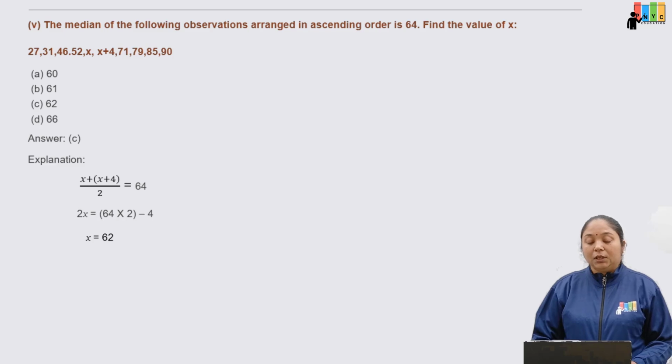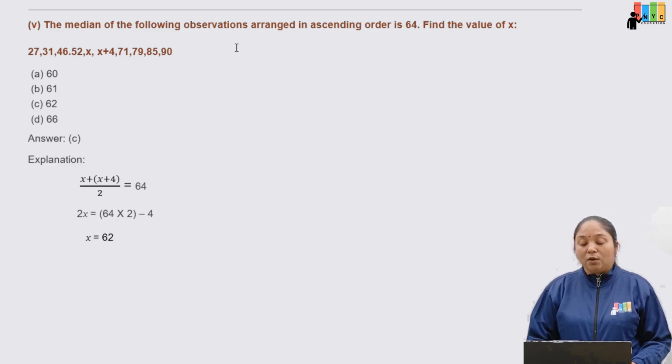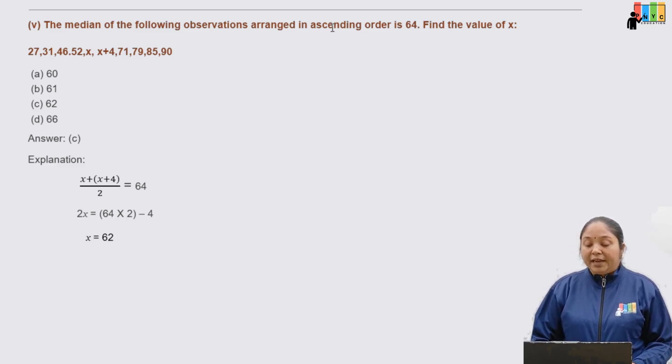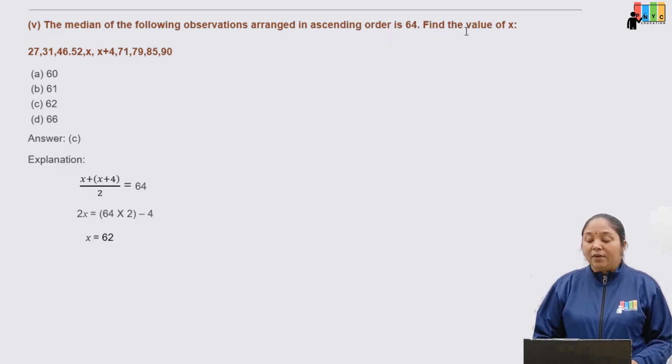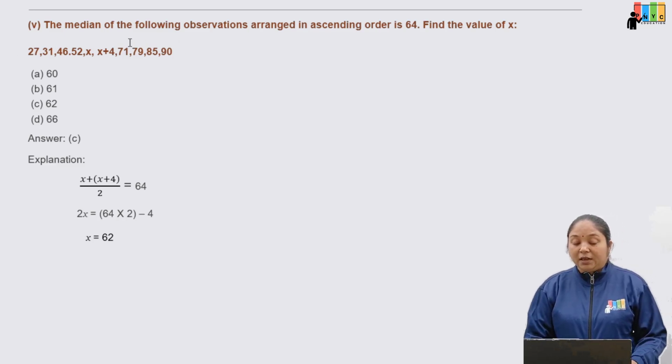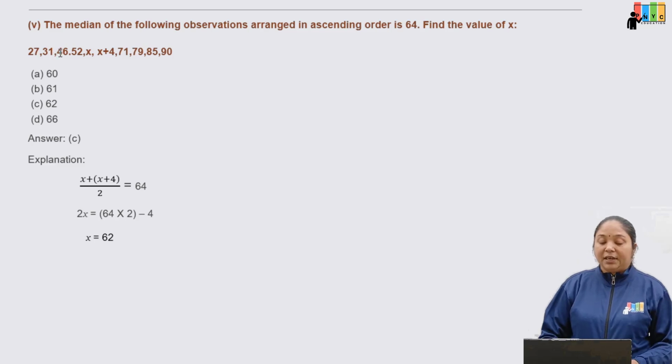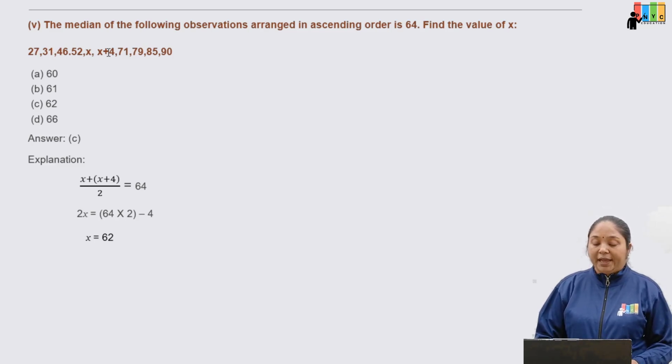Fifth question. The median of the following observations arranged in ascending order is 64. Find the value of x. Now data is given here: 27, 31, 46, 52, x, x + 4, 71, 79, 85, 90. The data is arranged in ascending order and the median is given as 64. Now we need to find the value of x.